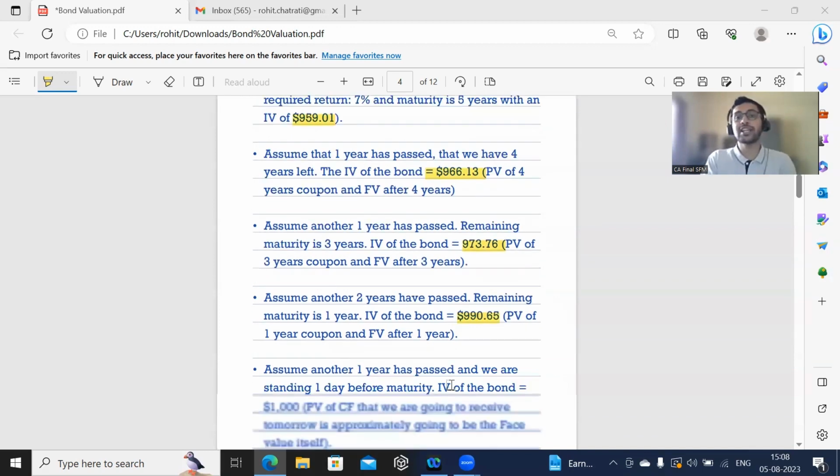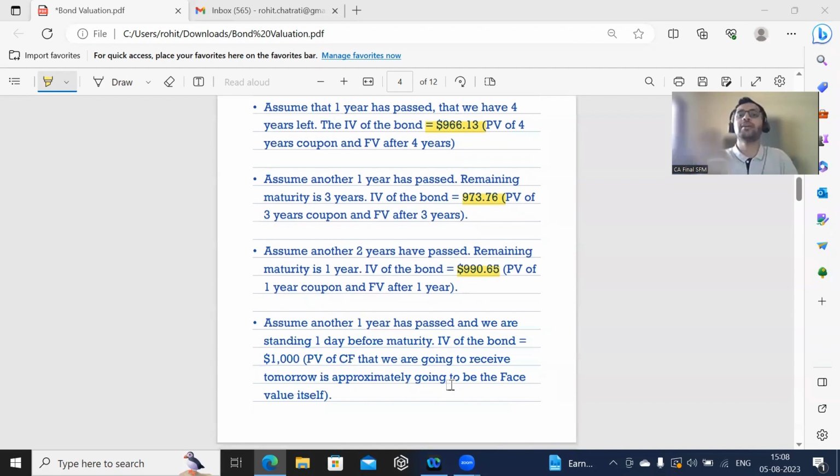All right, so basically you're just standing 1 minute before the maturity. You're going to receive the maturity value in the next minute. You've already received the coupon. Now you're going to receive the maturity value in, let us say, instead of 1 minute, the next half an hour. You have received the coupon of $60. You're going to receive the maturity value in the next half an hour.